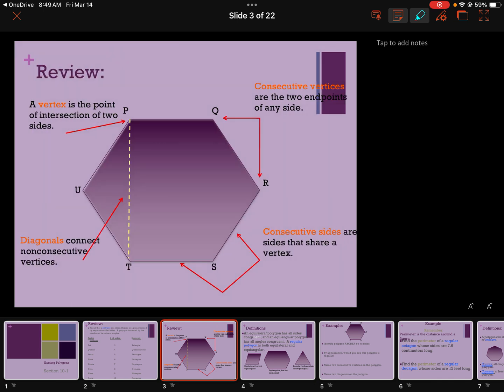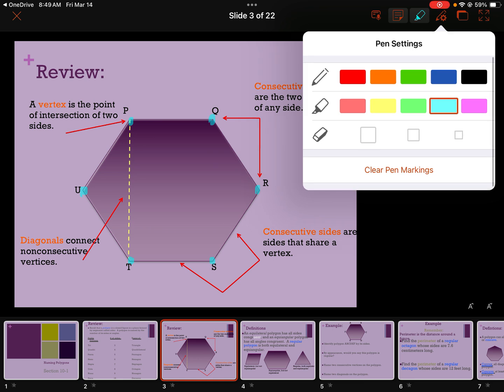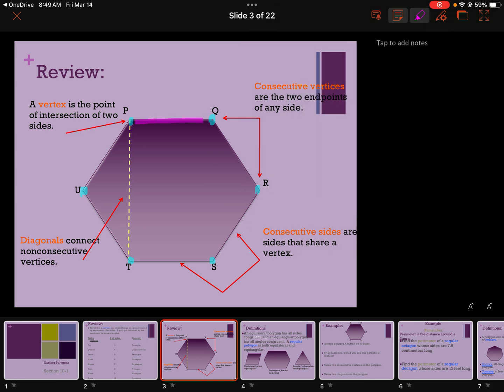This is also review. This is an example of a hexagon. A hexagon has 6 sides. It has 6 vertices. It has 6 angles. A vertex is just a point of intersection of 2 sides. So for example, let me find you 2 sides. Segment PQ and segment PU are 2 sides. Point P is where they both meet, so that's a vertex.